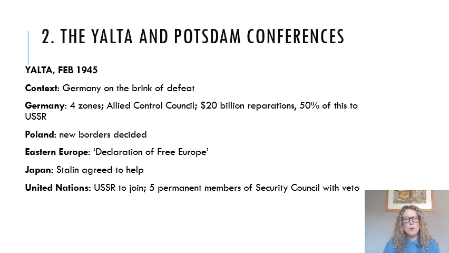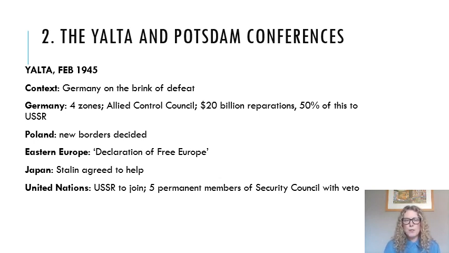Reparations were agreed on, so $20 billion of reparations were going to be paid by Germany, and of that, 50% of this was going to go to the Soviet Union because they had been affected the worst by the war. So 25 million Soviets were killed, huge damage to their infrastructure, to factories, to transport systems and so on.